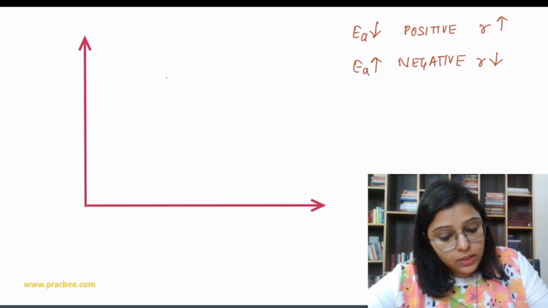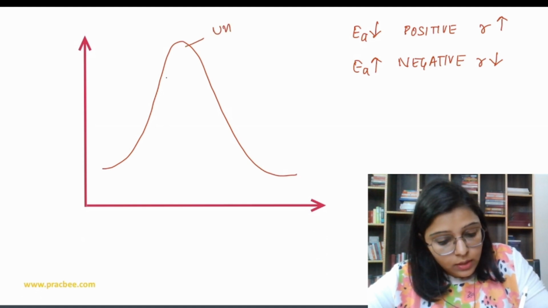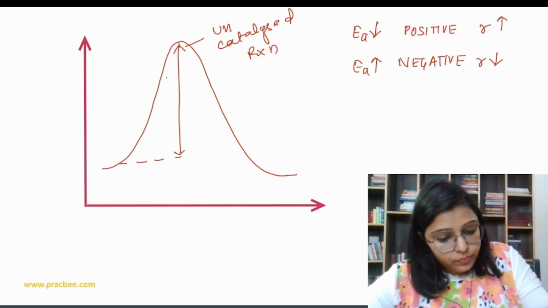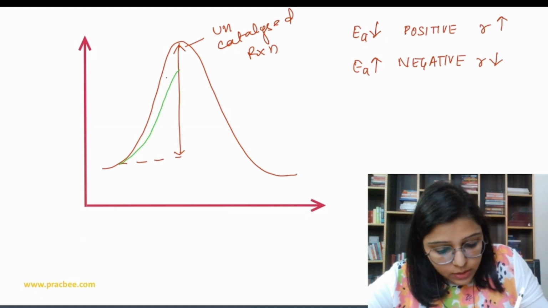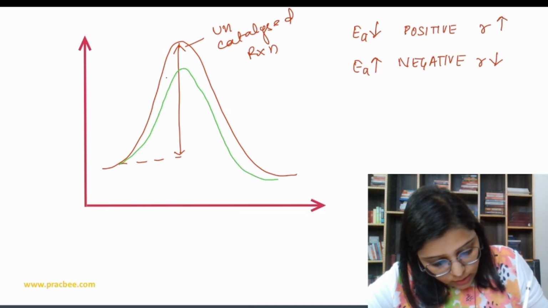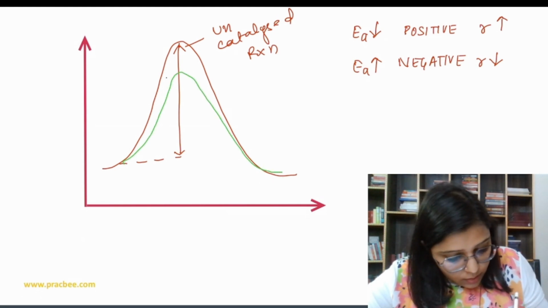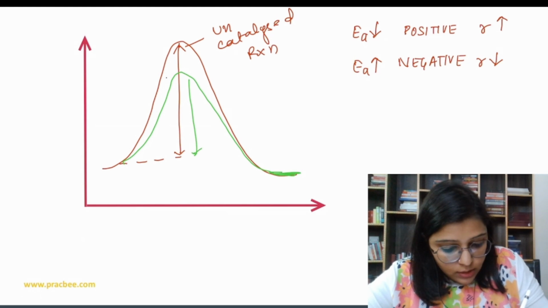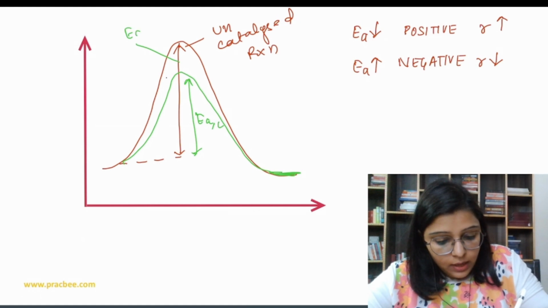So here activation energy increases. Suppose this is the uncatalyzed reaction, and this is the catalyzed reaction. For the uncatalyzed reaction, the activation energy is this much, from the reactant energy to the activated complex energy. Now in the presence of a positive catalyst, what happens? Activation energy decreases. Okay, but enthalpy is going to be the same, delta H is going to be the same, it's just the activation energy that decreases. So it means EA catalyzed is less than EA uncatalyzed.